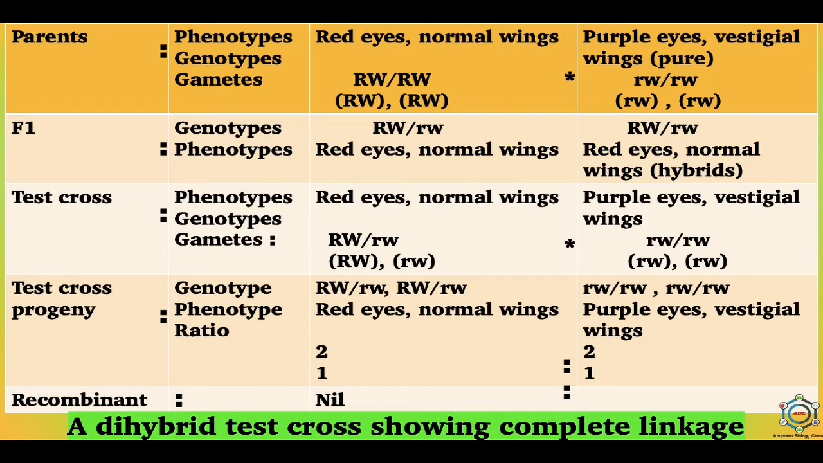The F1 hybrid female fly is then test crossed with a double recessive male having purple eyes and vestigial wings. So the F2 comprises only two types of flies, that is red eyes normal wings and purple eyes vestigial wings, in the ratio of 1:1. So no recombinant types are formed because linkage is complete and no crossing over occurs.